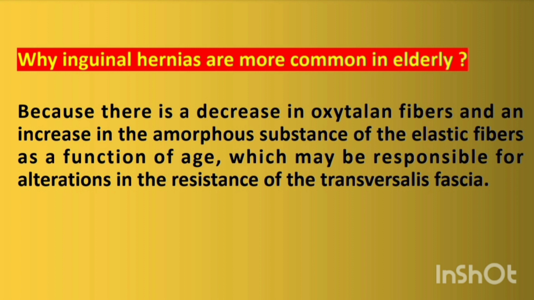Why are inguinal hernias more common in the elderly? Answer: because there is a decrease in oxytalan fibers and an increase in the amorphous substance of the elastic fibers as a function of age, which may be responsible for alteration in the resistance of the transversalis fascia.